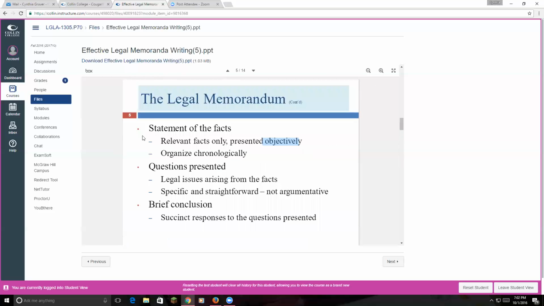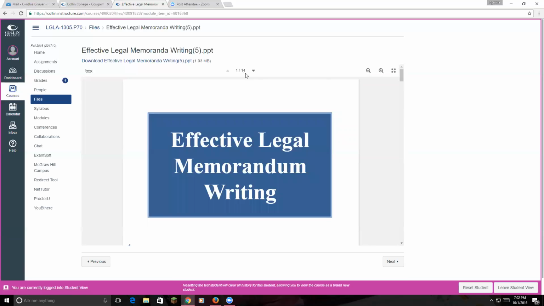Okay, so we have completed these 3 sections of our legal memorandum: the statement of facts, the questions presented, and the brief conclusion. Let's look at, sorry about that, hit the wrong button.